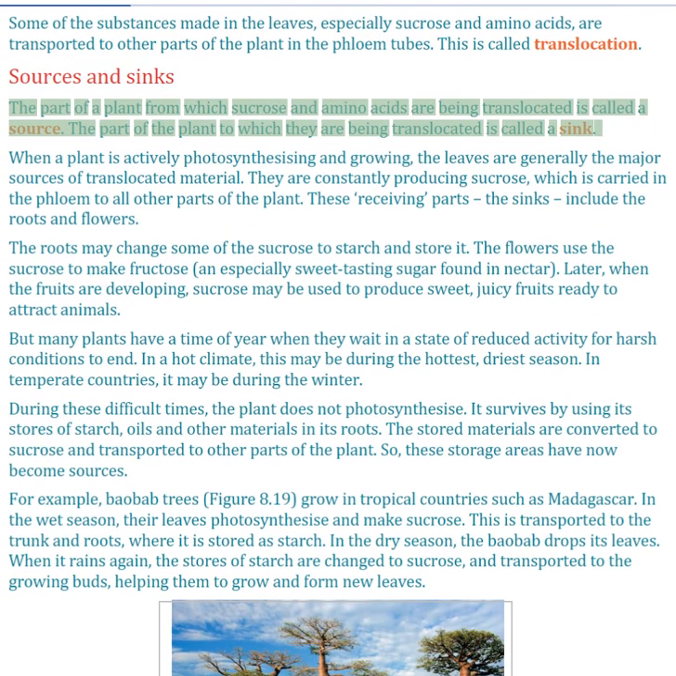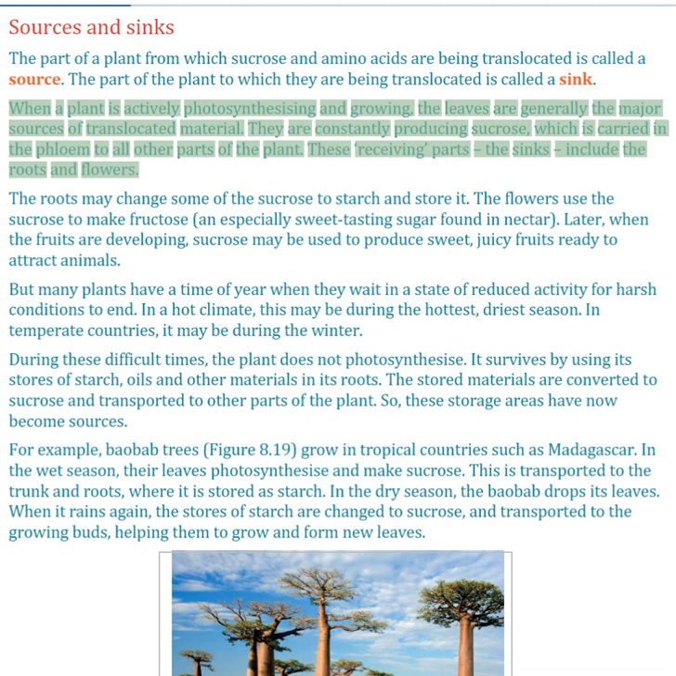Sources and sinks. The part of a plant from which sucrose and amino acids are being translocated is called a source. The part of the plant to which they are being translocated is called a sink. When a plant is actively photosynthesizing and growing, the leaves are generally the major sources of translocated material. They are constantly producing sucrose, which is carried in the phloem to all other parts of the plant. These receiving parts, the sinks, include the roots and flowers.